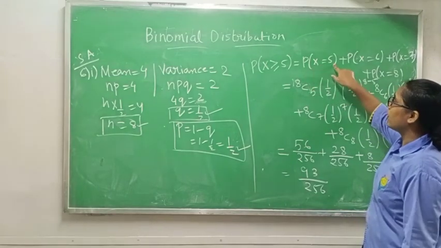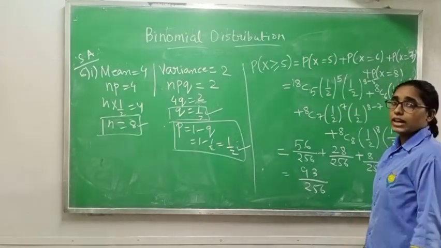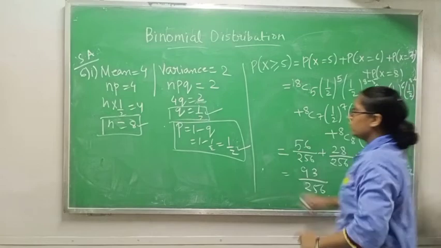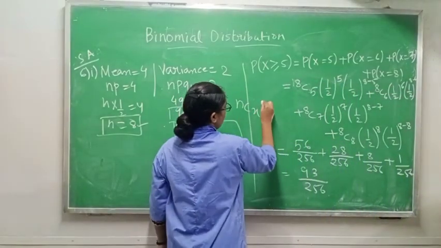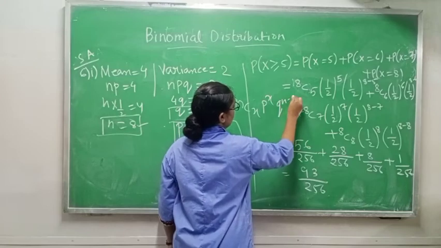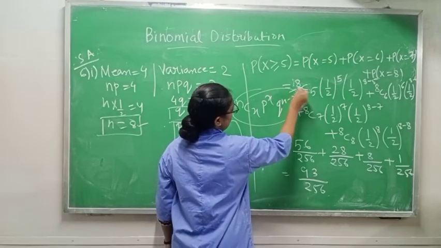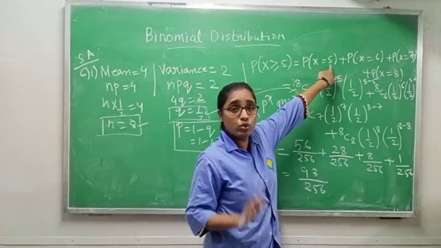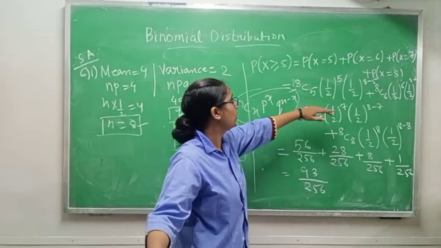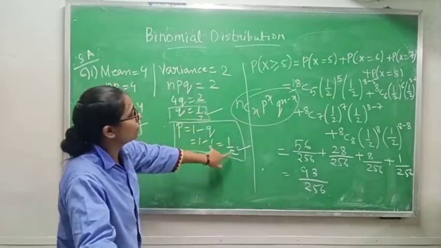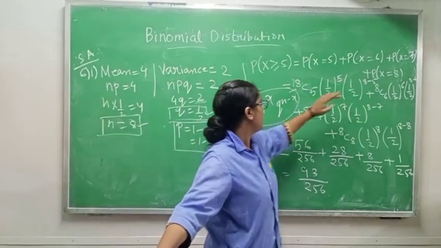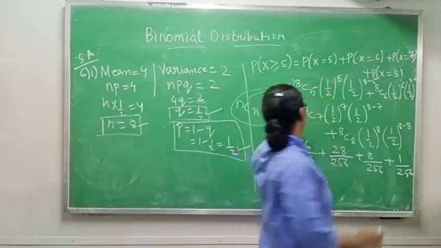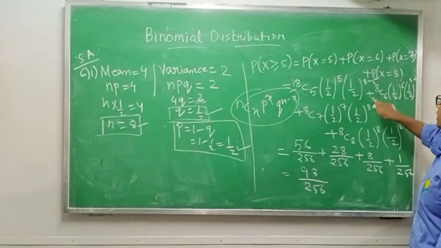Now P(x equals 5). At that time, what is the Bernoulli trials formula of binomial distribution? nCx p^x q^(n minus x). Just write the formula, I am using this formula in each and every term. Okay, so nCx means 8c5, because we are taking x value 5 first. Then 1 by 2, why? Because p value is 1 by 2, power x, x is 5. Then q^(n minus x), q is also 1 by 2. So I am writing 1 by 2, n minus x means 8 minus 5. Then plus sign I am giving.